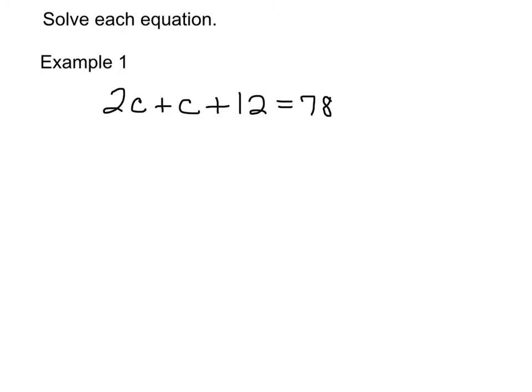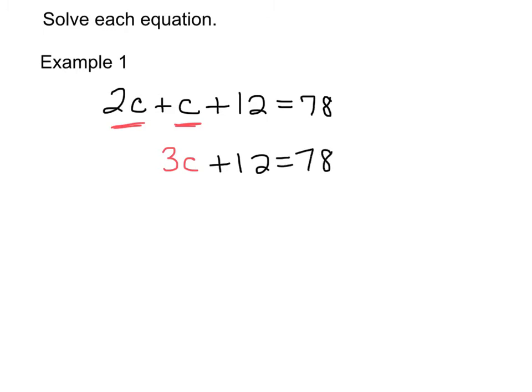So step 1 said to get rid of any fractions. We don't have any. Step 2 is to get rid of parentheses and other grouping symbols. We don't have any of those. But step 3 says combine like terms on both sides. Well, as you can see, 2c and 1c are like terms, so we just combine them together. 3c. And then we have plus 12 equals 78.